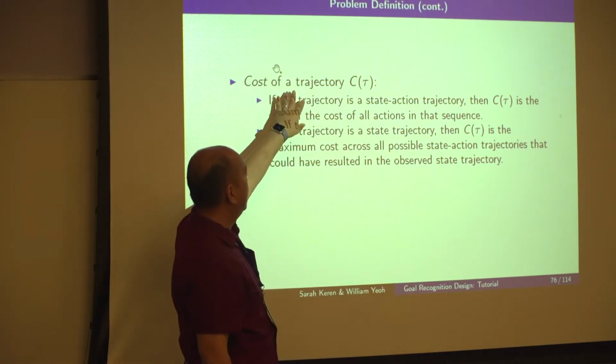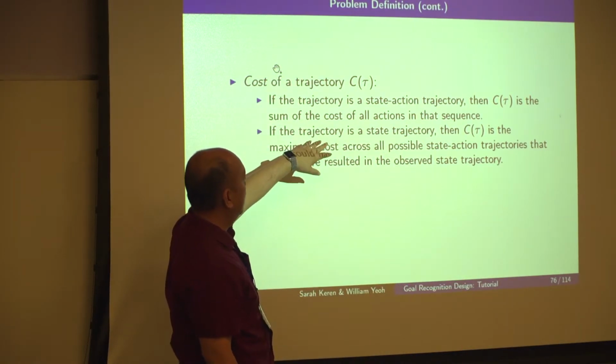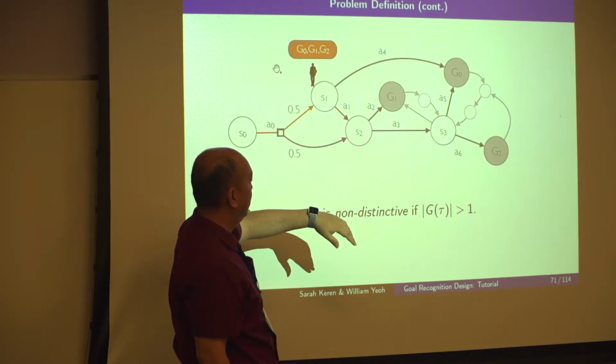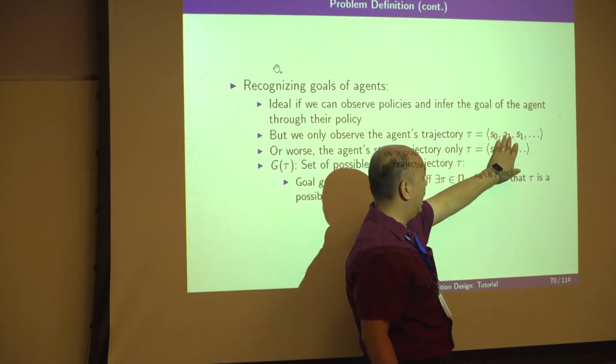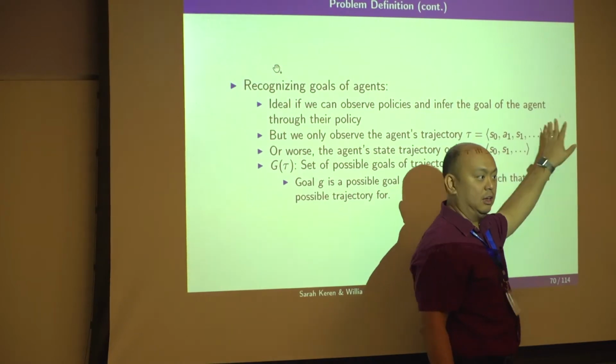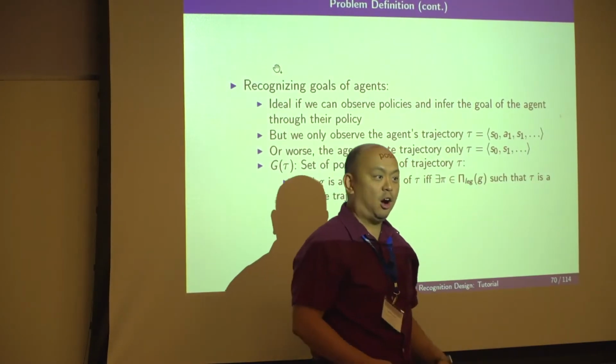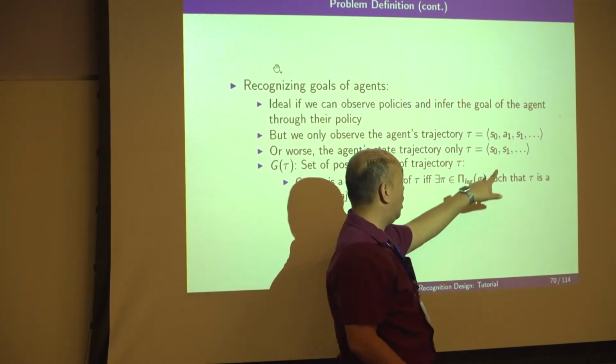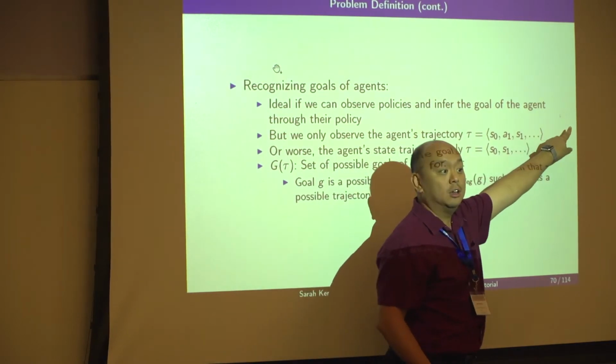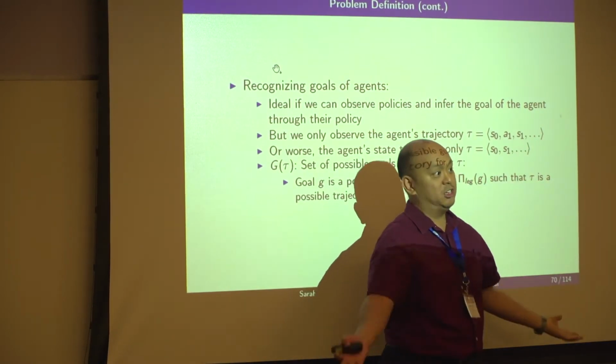So, partial policy here, the cost of a trajectory. You could have two different kinds of trajectories. You could have a trajectory where you have state, action, state, action, state, action, and so on. For this kind of trajectory, the cost is very easy to compute. It's just the cost of these actions, right? You just sum them up over the trajectory, and that's the cost of the trajectory.